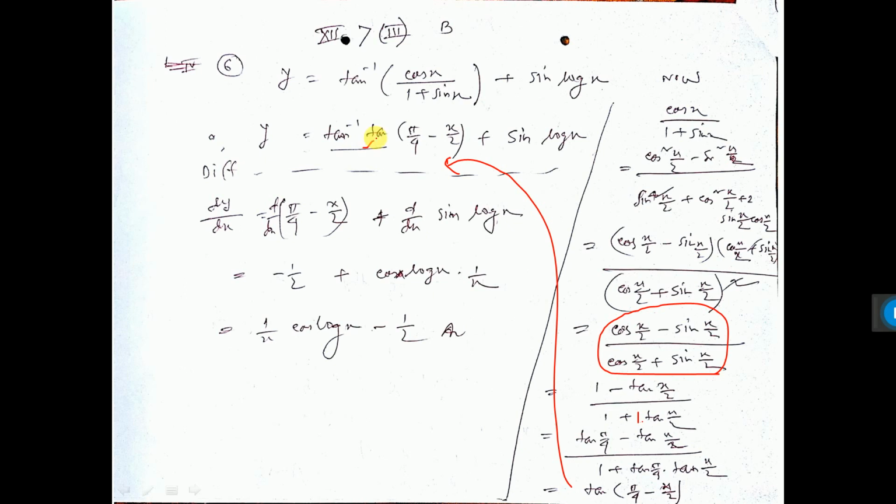Now if you differentiate, this is cancelled. Only pi by 4 minus x by 2 is left, and sin log x is left. If you differentiate, this is a constant, so it will be 0. This is minus half into x differentiation, 1. And sin x differentiation is cos x into d dx of log x, which is 1 by x. So that is the answer.